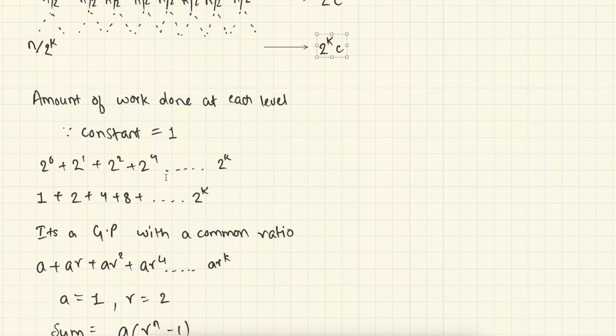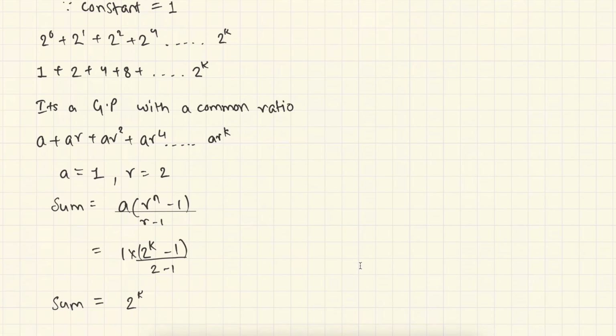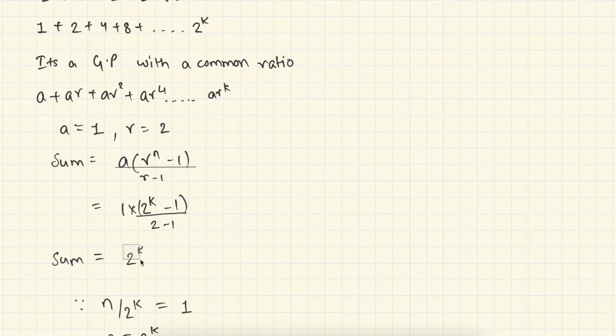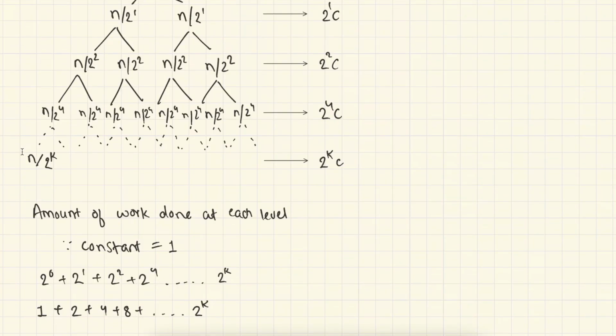Now the amount of work done at each level is going to be the same as the previous example. We have seen that this is simply a geometric progression. The sum is going to be 2 to the power k. Now let's find the value of k. At some point the value of n divided by 2 to the power k is going to be 1.